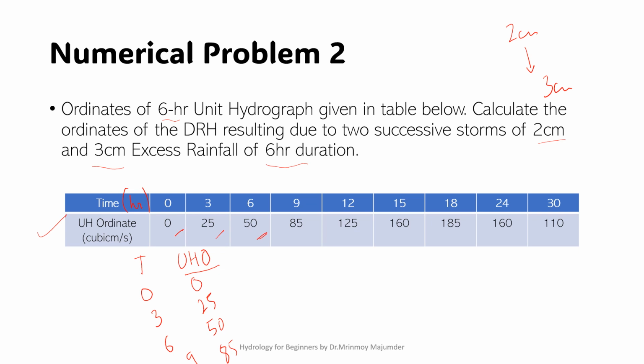So 2 into 0, this is the 2 centimeter DRO, direct runoff ordinate for 2 centimeters. So 2 into 0, 0. 2 into 25, 50. 2 into 50, 100. 2 into 85, 170. And so on.